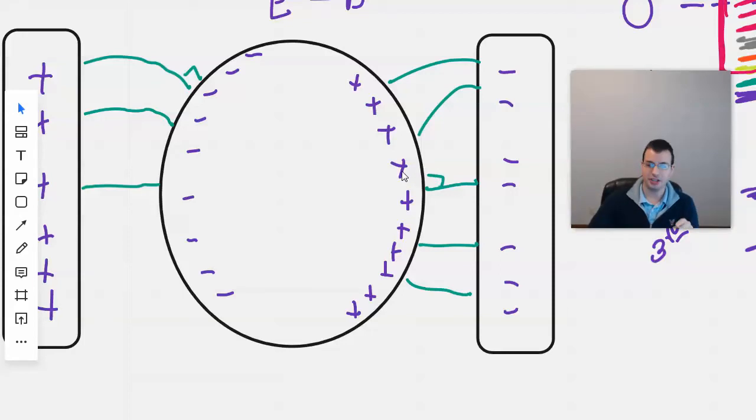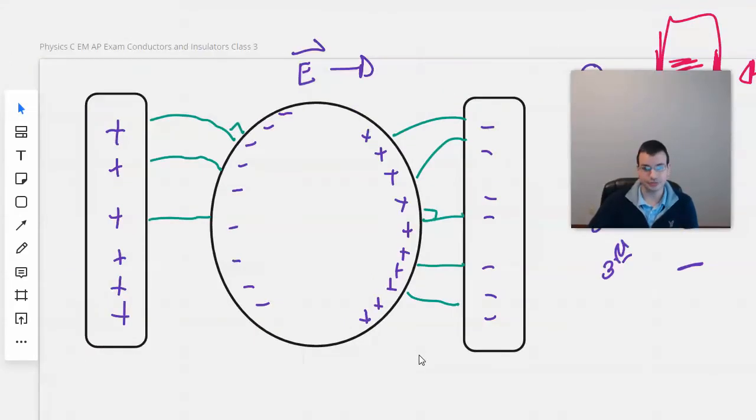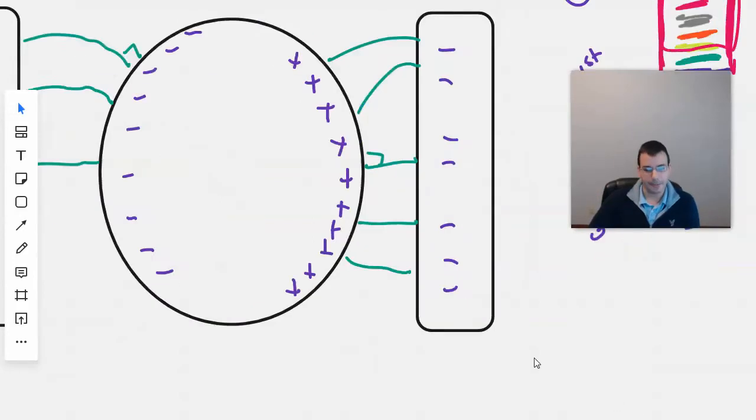So these positive charges really aren't a positive charge per se. It's more along the lines of it's missing the electron. So if we take an electron from here, move it over here, we now have a net negative on this side. We have a net positive on this side, and that's what creates our charges. So that's the idea behind conductors and insulators.